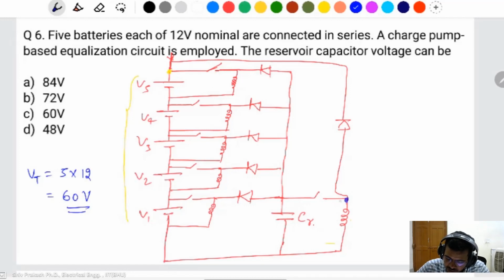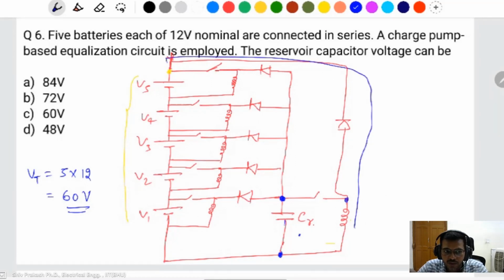But this circuit works in the boost mode or boost converter mode. In boost converter mode, this will work like a source during the discharging condition. When the reservoir capacitor discharges its charges, this circuit works in boost converter mode. Then it acts as a source at that time and feeds the energy through the inductor to the whole battery pack.